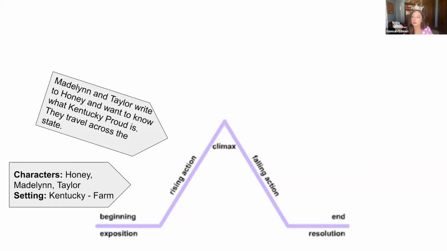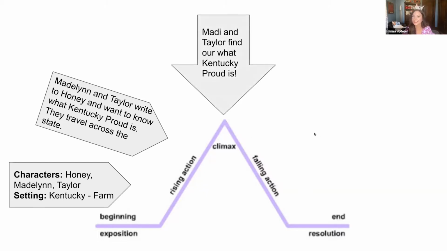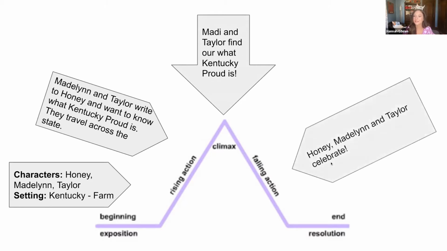What does Maddie and Taylor learn? What are they learning about? Oh my goodness, look at all these hands. Remember, the title of the book said Honey the Horse and Kentucky Proud, right? So they're learning about what Kentucky Proud is. And kind of at this climax point is when they find that out. And our falling action, or the action that follows our climax, that's all about Honey, Madeline, and Taylor. They're celebrating. And then our story ends.